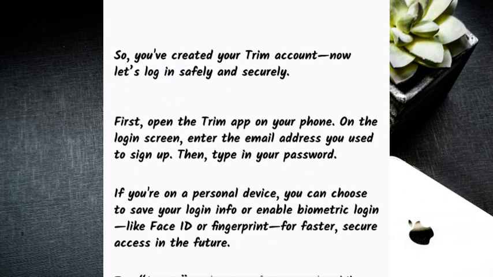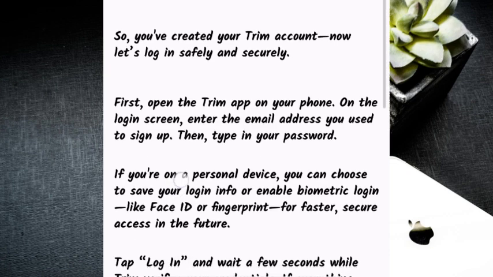First, open the Trim app on your phone. Now on the login screen, you're going to enter the email address that you used to sign up and then type in your password. If you're on a personal device, you can choose to save your login information, or you could enable biometrics login like Face ID or fingerprint for faster, more secure access in the future.